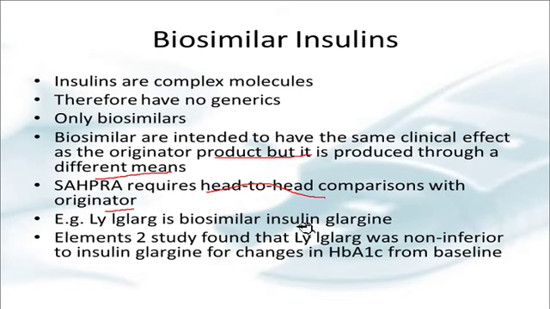L-Glarg, right, is the biosimilar insulin to insulin glargine. You can see here, in comparison to generics, right, it doesn't even have the same molecule name, because the proteins on the biosimilar insulin are different. As a result of that, you actually have to prove that it's non-inferior. And the Element 2 study that was used proved that L-Glarg was non-inferior to insulin glargine for changes in HbA1c from baseline. As a result of that, you can use biosimilar insulins instead of the originator products like insulin glargine.